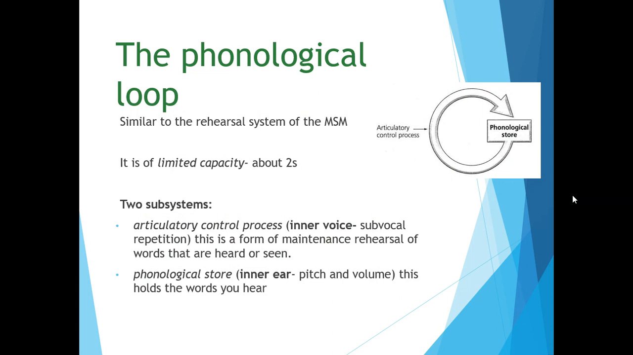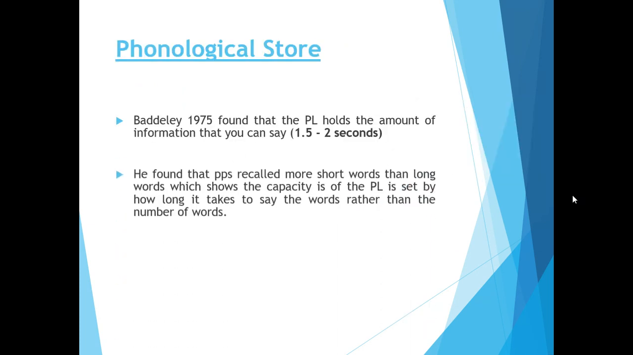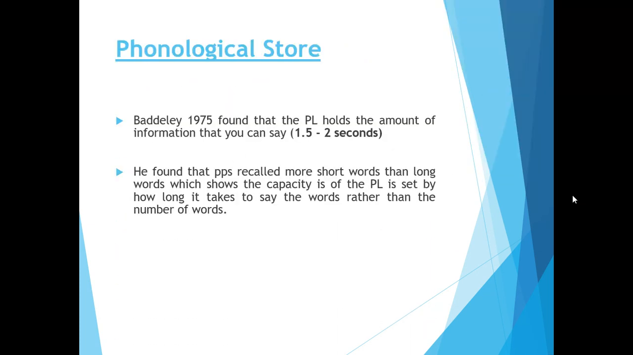The next section is the phonological loop, so that's the sound stuff. It has a very limited capacity, and it's got your two subsystems. It's got the inner voice and the inner ear, so the articulatory process and the phonological store. But it's all to do with sound. And again, you've got some research by Baddeley that proves the existence of the phonological store.